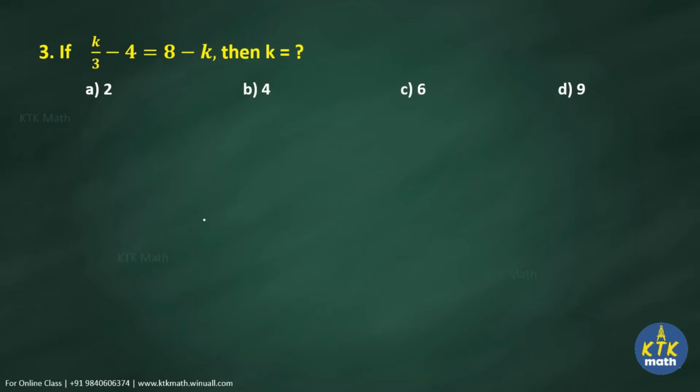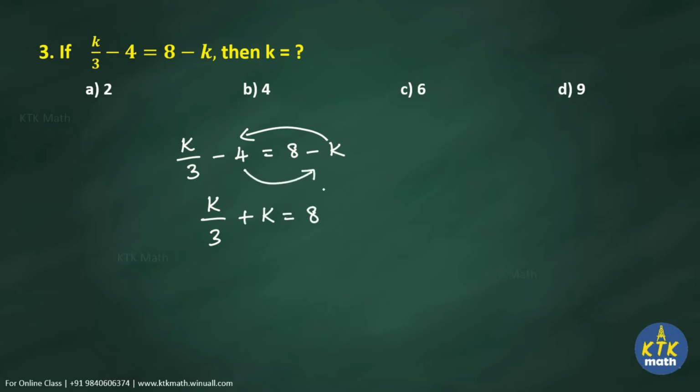Now you have a fraction type question. Here also you have a variable on either side. So just write down the question: k by 3 minus 4 gives you 8 minus k. Just like the previous question, I need to arrange. So k by 3, keep it as it is. This minus k, move it to the left side, plus k. And you already have 8. You just move this minus 4 here, so it's going to be plus 4. Is it clear now? Yeah.